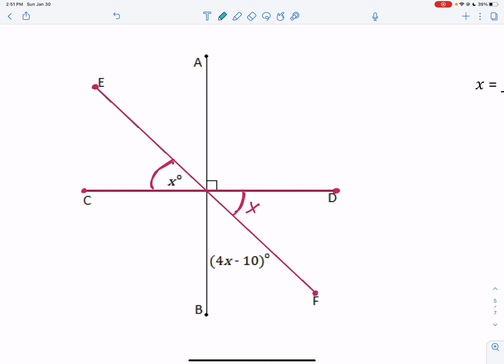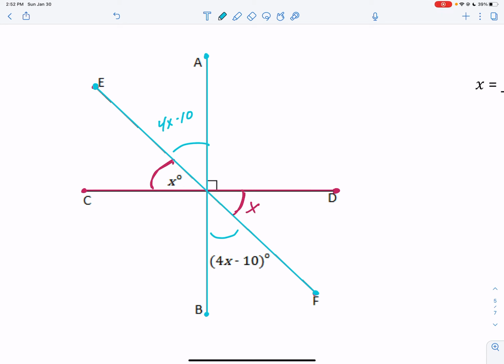And then we can actually still use more vertical angles. If I look at this and I draw a line like that, the angles formed from the intersection of AB and EF, because that's the only other angle we have information about. So that means that these two in cyan, this angle 4x minus 10 is the same as this angle 4x minus 10, because they're vertical angles, the same angle formed by the lines intersecting of AB and EF.